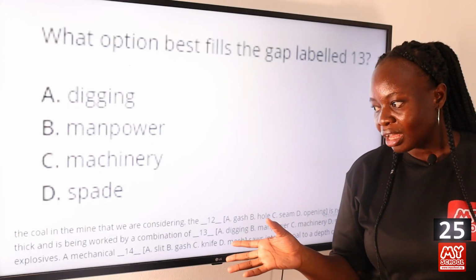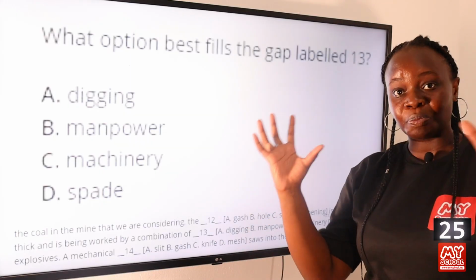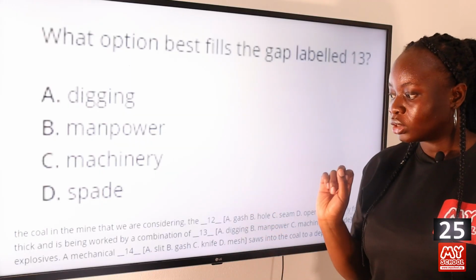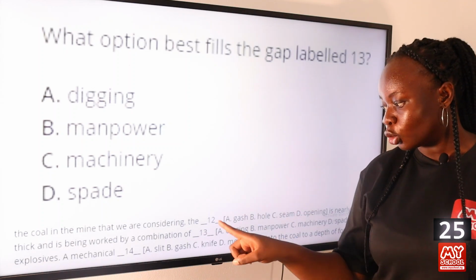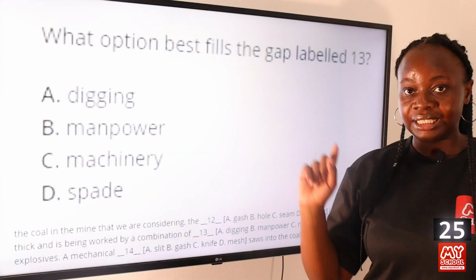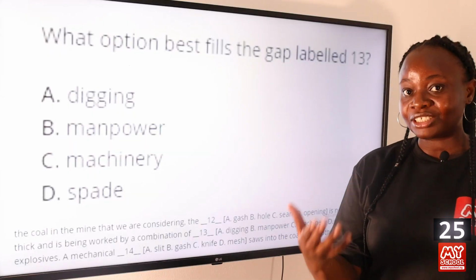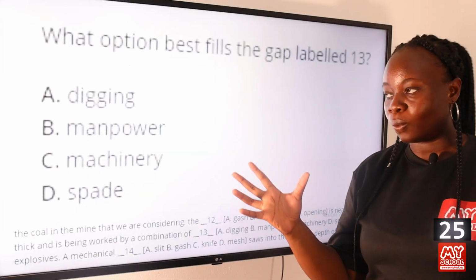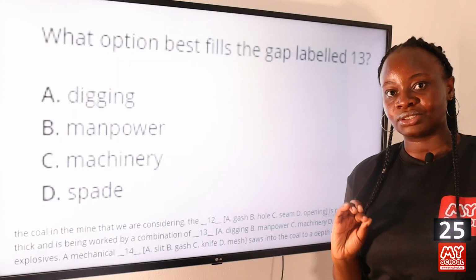So in this case, they are talking about how the hole is being expanded by the miners. So they expand the hole through a combination of something and explosives. So the best option to fill in that gap is digging. They dig as well as use explosives in order to expand the hole. So option A, digging, is the answer to this question.